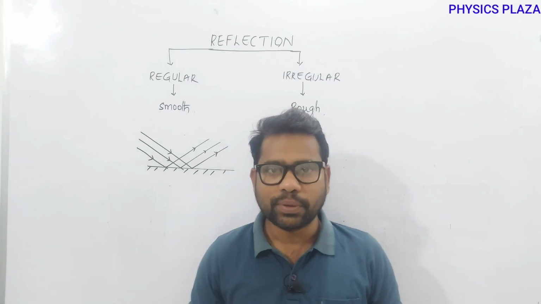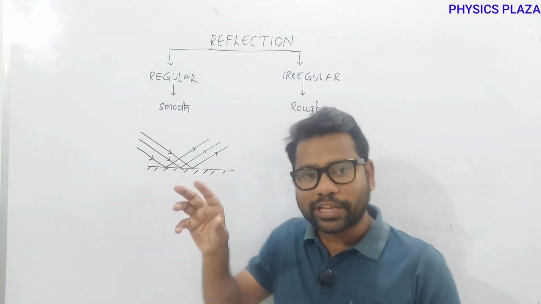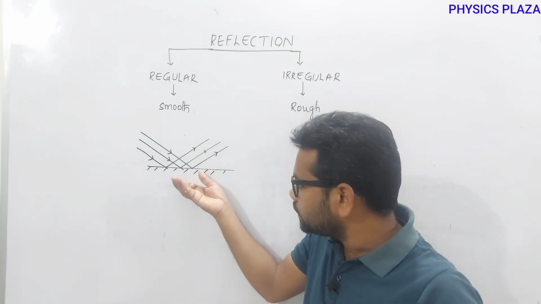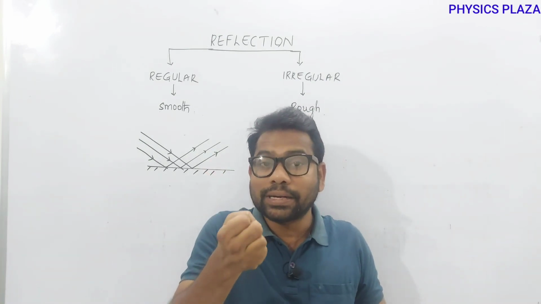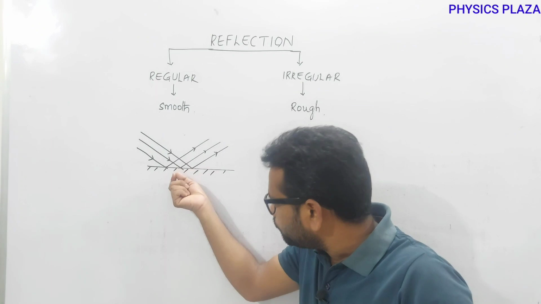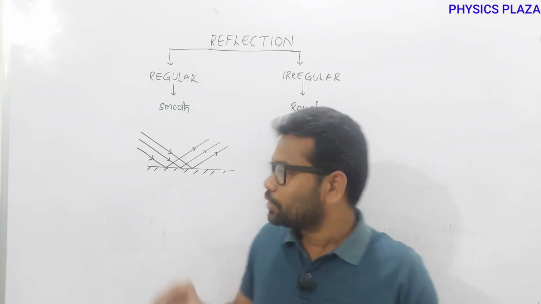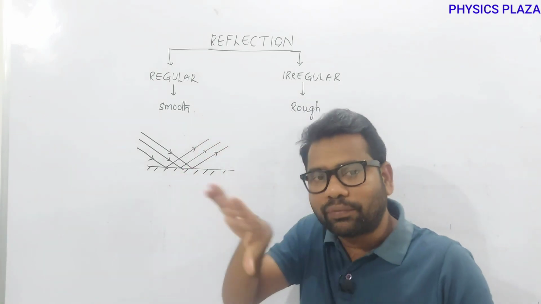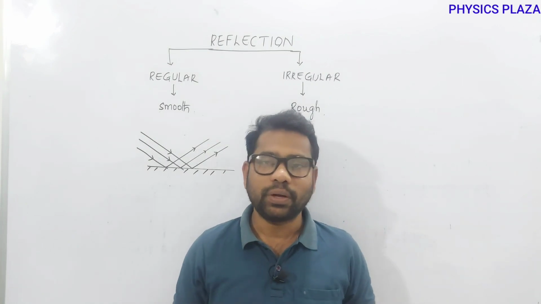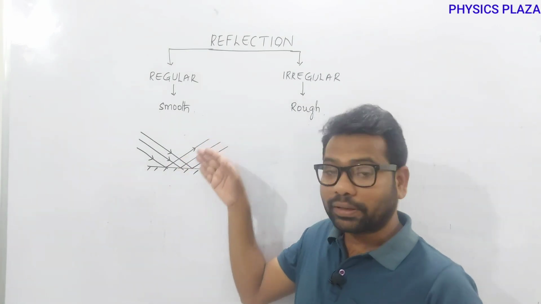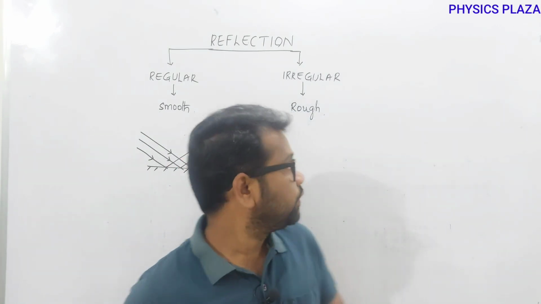So practically, actually 100% reflection won't take place. At the point where the light is incident, some amount of light gets absorbed and some amount may get transmitted. So 100% of the light won't get reflected. In ideal conditions only, 100% of the light will get reflected. That is our assumption. Okay, fine.